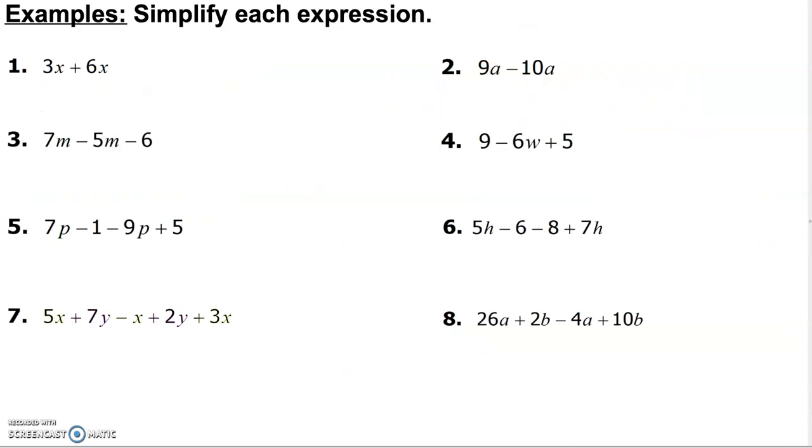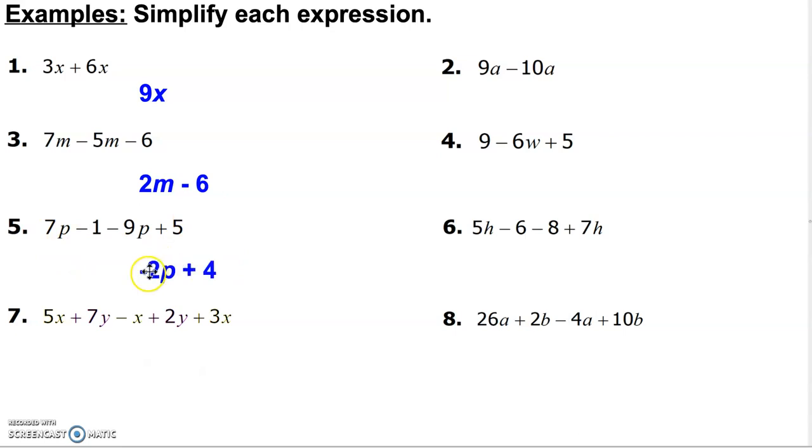Right, here are some examples. We want to simplify each expression by combining terms. So if we have 3 x's and 6 x's, we have a total of 9x. We just have 3 of them plus another 6 of them, so we have 9 of those things total. Here, the ones we can combine are the 7m and 5m, to get 2m minus 6. Notice the variable term and the constant term do not combine.